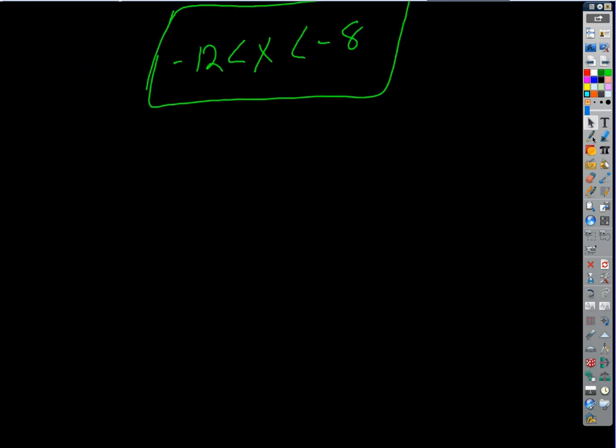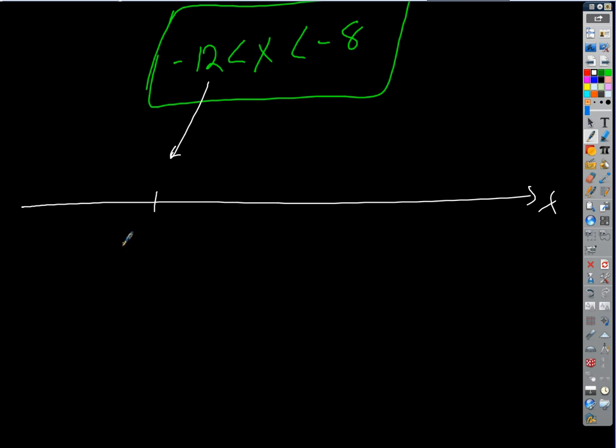Right, so there's our answer. Think what that would look like on a number line. So if that's the x-axis, well, I'm going to get two numbers: negative 12 and negative 8. And how do I graph that solution? X is greater than negative 12 and less than negative 8.